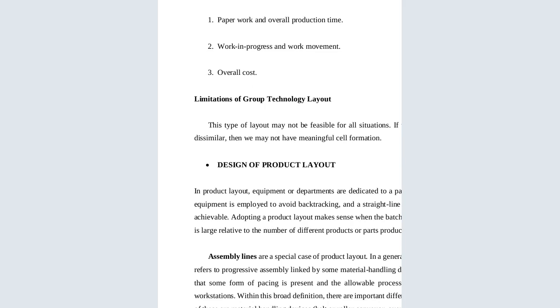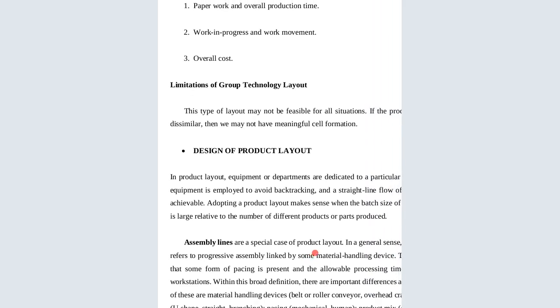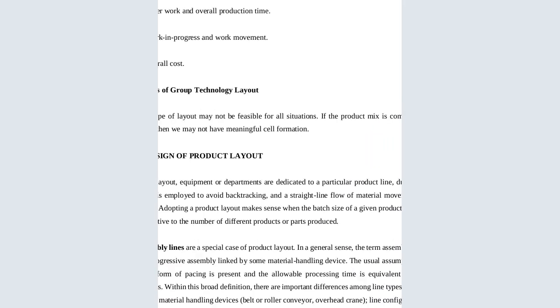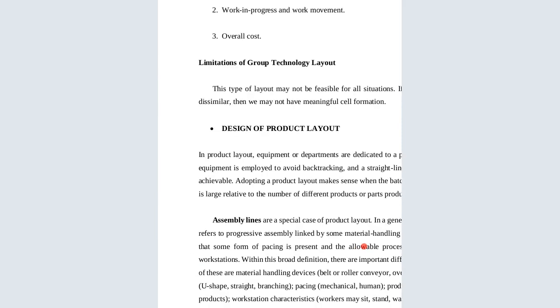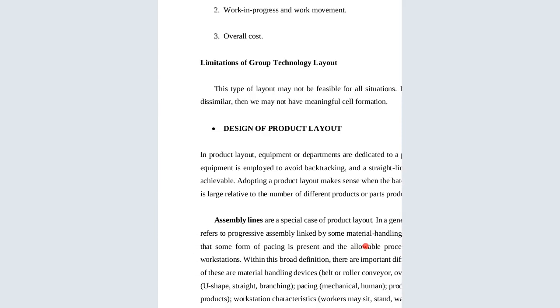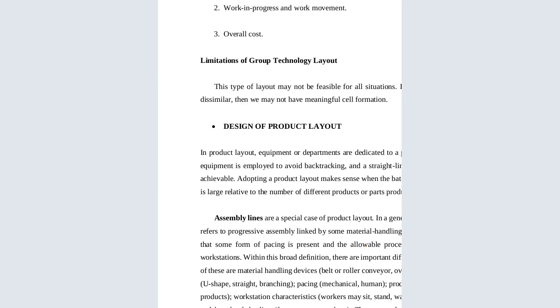What are the limitations of the group technology layout? This type of layout may not be feasible in all situations. So if the product mix is completely dissimilar, then we may not have meaningful cell formation.